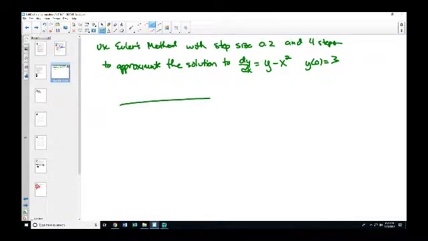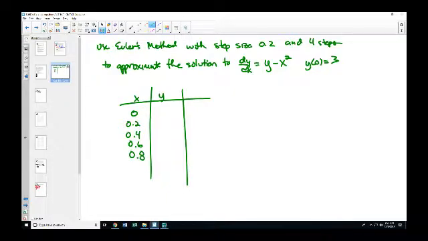So, you set your table up. Our x values start at 0, right? Yes. And 0.2, 0.4. 4 steps, correct? You don't count the initial one? 1, 2, 3, 4. Okay. Do you multiply the dx across? Yeah. That will be our change in y.